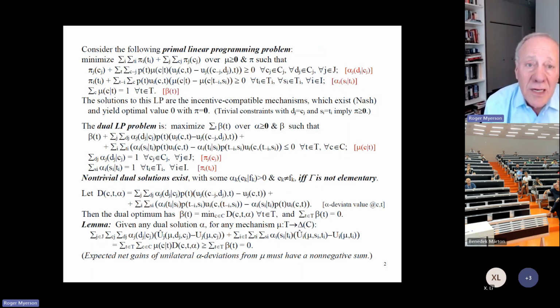Well, I did something a little different. We know, because Nash proved that Nash equilibria exist, that the set of incentive compatible mechanisms is nonempty. But let's just write down a linear programming problem which is obviously feasible, has some feasible solutions, but the optimal solutions will be the incentive compatible mechanisms. So that's what I call the primal linear programming problem.